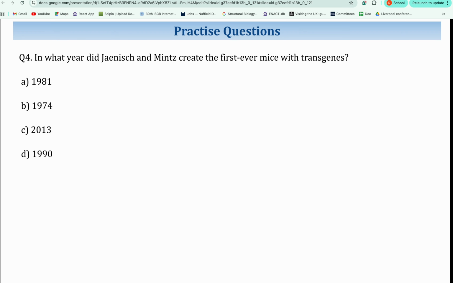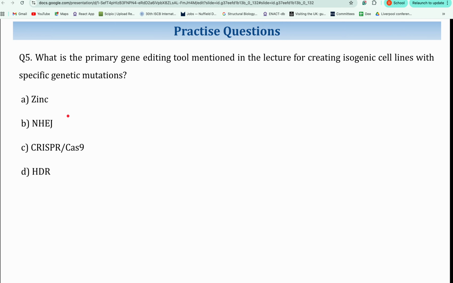Okay, now let's see. It's all right if you don't know the right year, because this is all about the dates. So in 1974, these two scientists, Jenish and Mintz, created the first ever mice with transgenes. So it's in 1974. Now let's move to the next question.